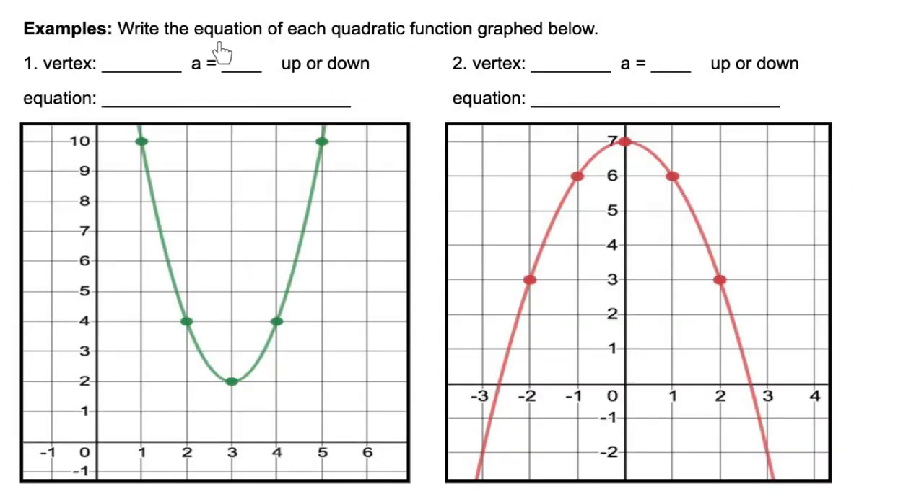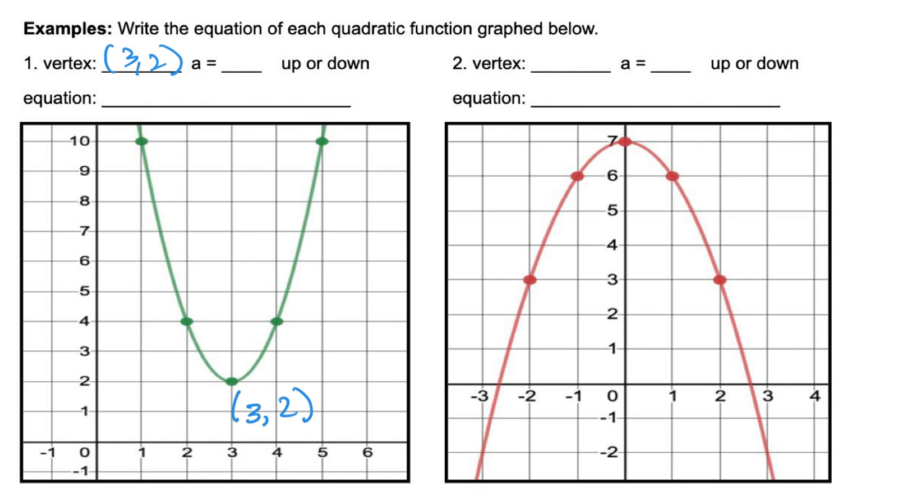So for these types of problems, we write the equation of the quadratic function that's graphed below. You're going to do all the same things by identifying the vertex, the a value, and whether it opens up or down, and then translate that into the equation. So our vertex is 3, 2 for this first one. And so you'd write that in the space here.